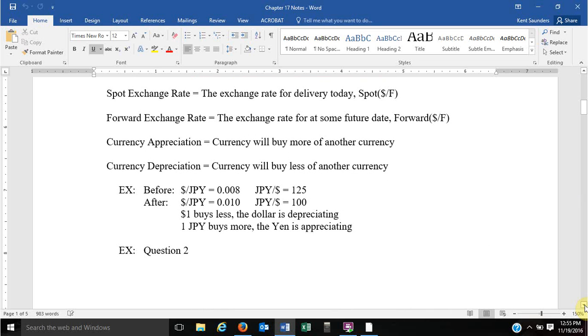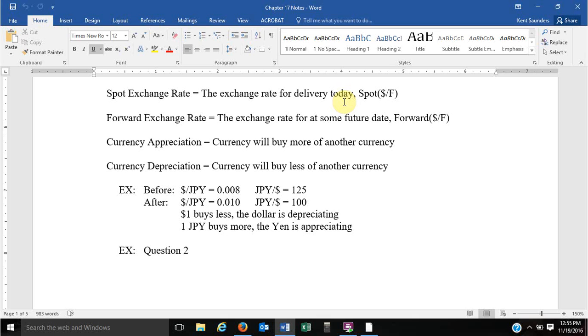Okay, within the same topic of currencies and exchange rates, there are a few more terms we need to be aware of. Spot exchange rate, forward exchange rate. Spot exchange rate is the exchange rate for delivery today. Like the spot market, I think we talked about this way back in chapter 1 or maybe it was 2. The spot market is for delivery today, what the exchange rate is right now.